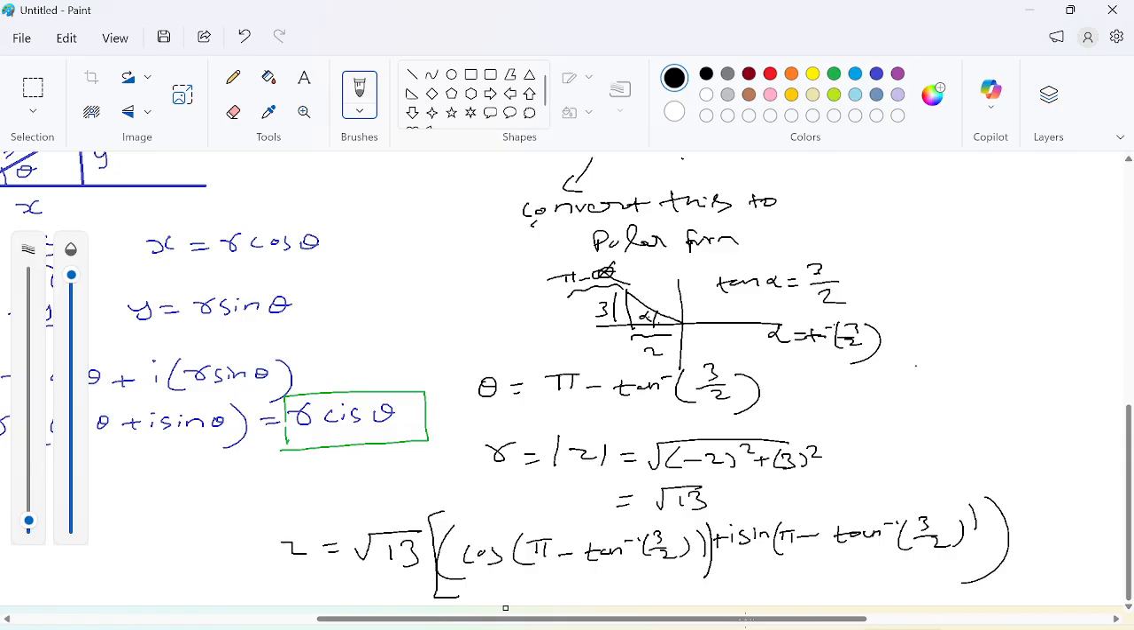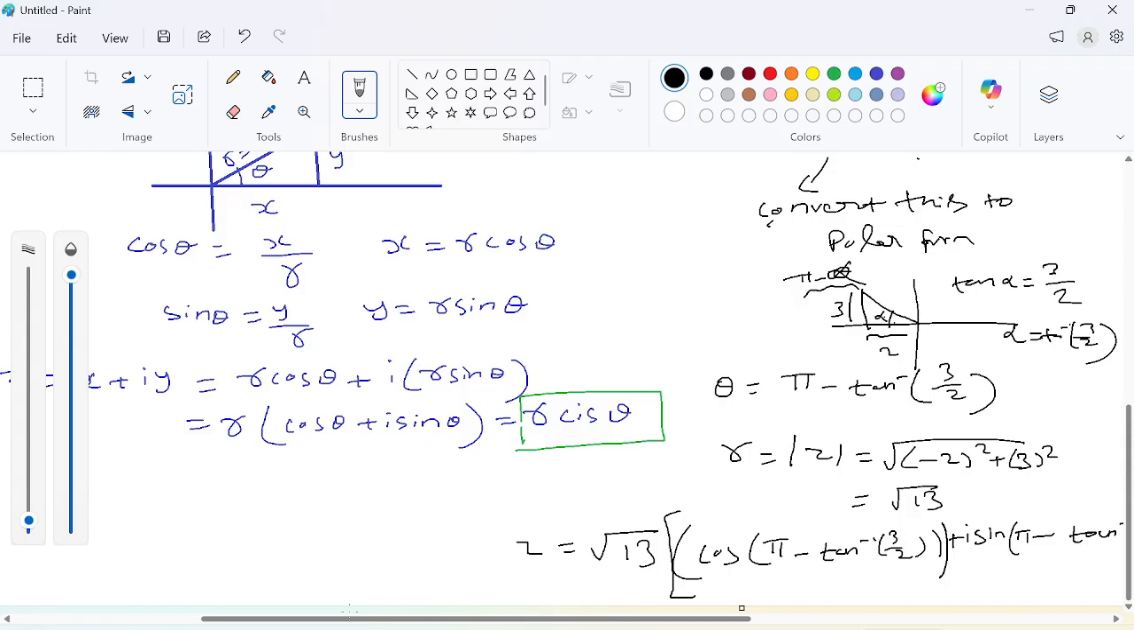That's all. See, r into cos theta plus i sin theta. This is the formula to express in the polar form. But theta is how much? Pi minus. Why pi minus? Because it lies in the second quadrant. So pi minus tan inverse of 3 by 2.